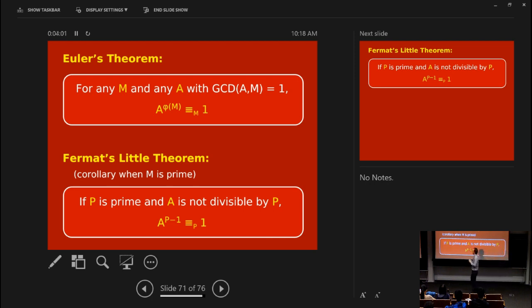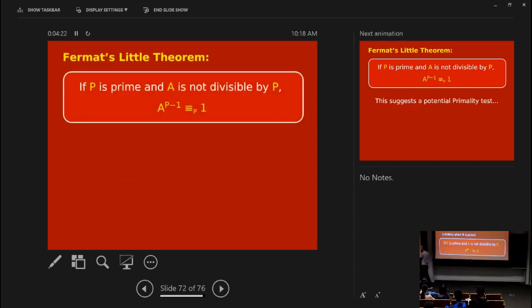When m is prime, you see that phi of m is m minus 1. We saw that before. So when p is prime and a just has to not be divisible by p, a to the p minus 1 is congruent to 1 mod p. That's a good trick that gets used a lot in elementary number theory: a to the p minus 1 equals 1 mod p for prime.